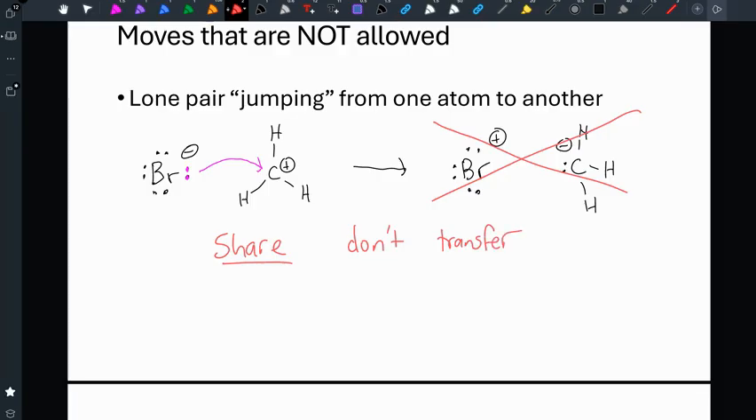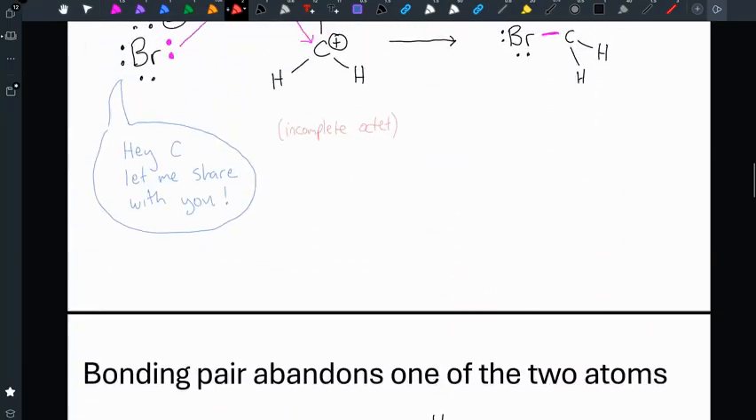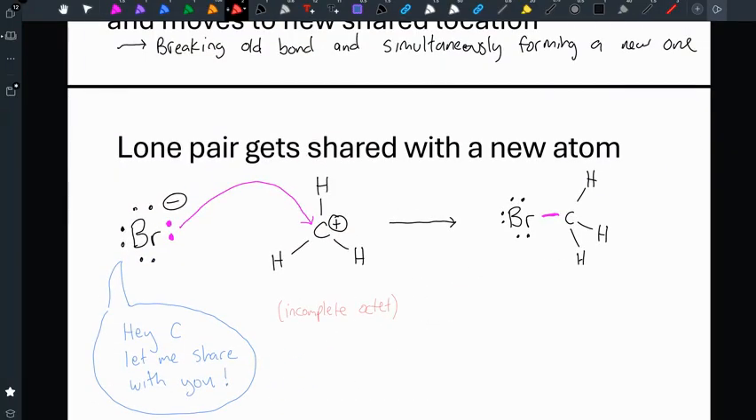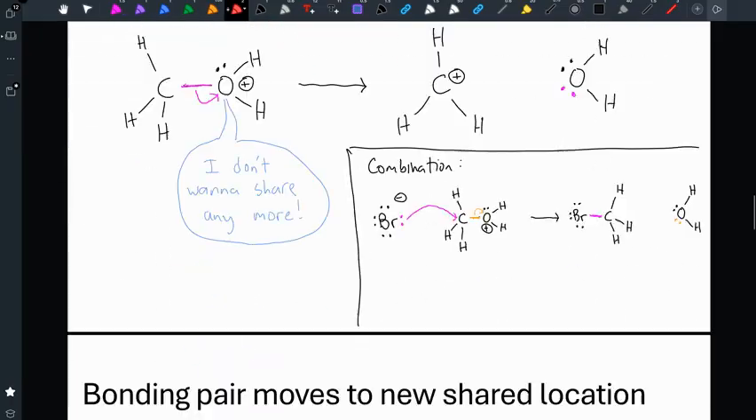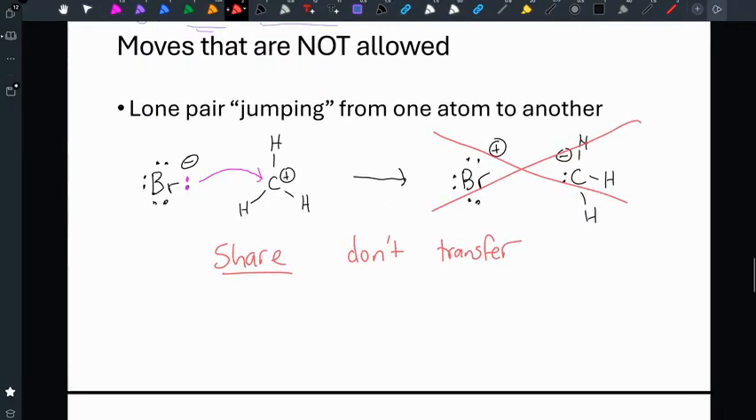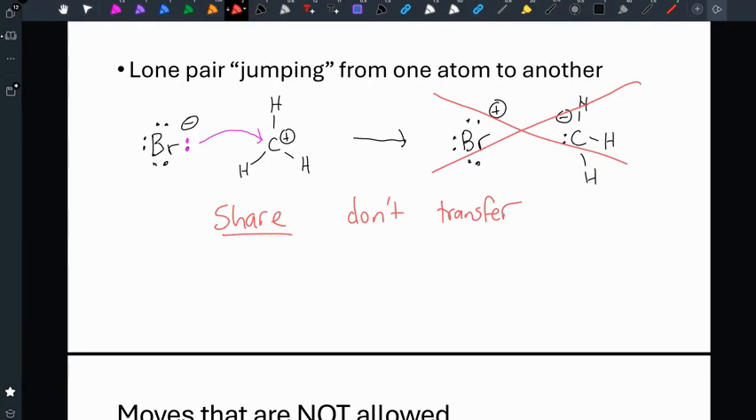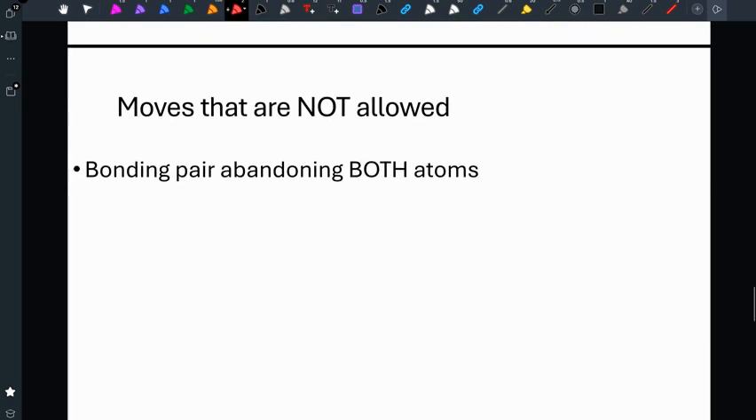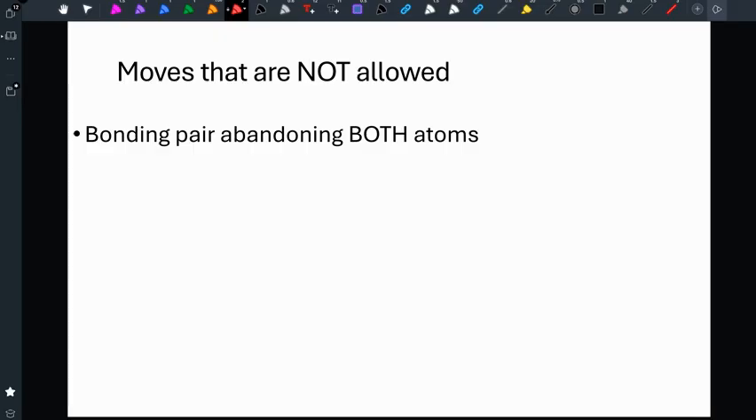Now remember, this arrow shows that bromine is sharing that pair of electrons, forming a new bond. So you should never have a lone pair go from one atom to another atom. A lone pair can become a bond can become a lone pair, but a lone pair cannot become another lone pair. Never going to happen. You also wouldn't want to have two electrons just jump to another atom either, right? You wouldn't want to have a bonding pair jump to another atom.